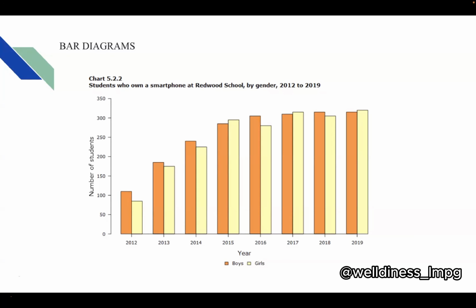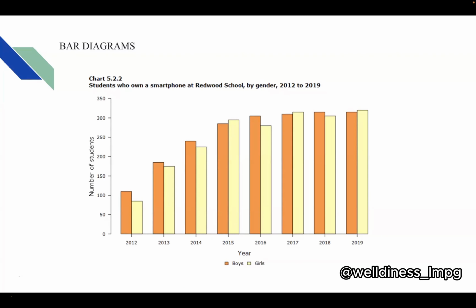So if we look at boys in 2012, we can say they have about 110 phones. Then the girls have how many? About 90. Let's just say 90. So in 2013, the boys have about 190 and the girls have about 180. In 2014, the boys have about 240 and the girls have about 230. You can be doing the other years before I get there.